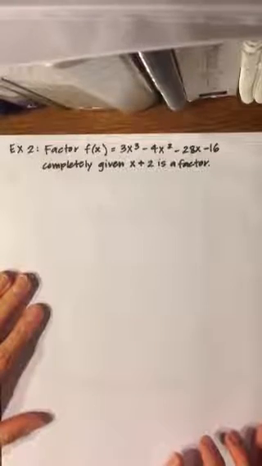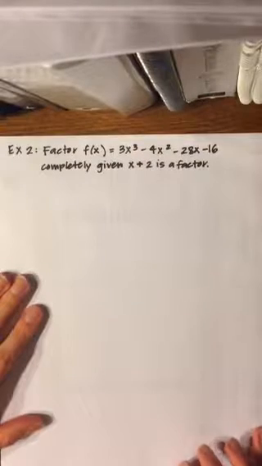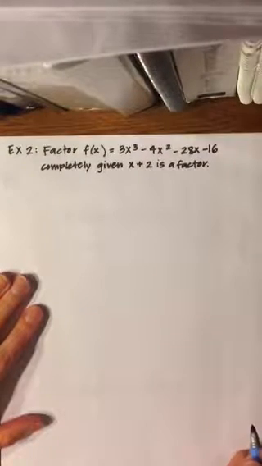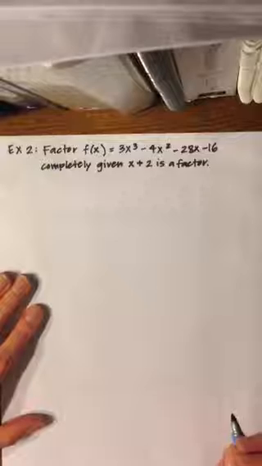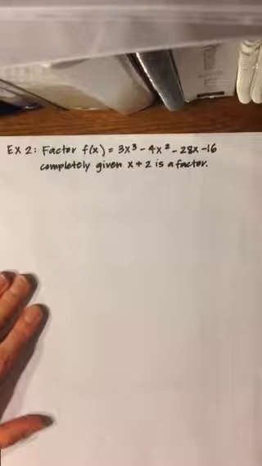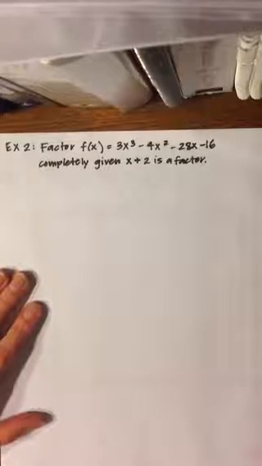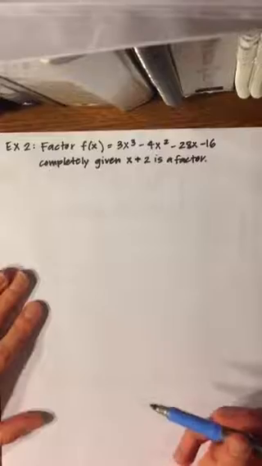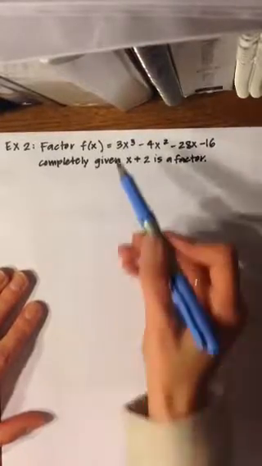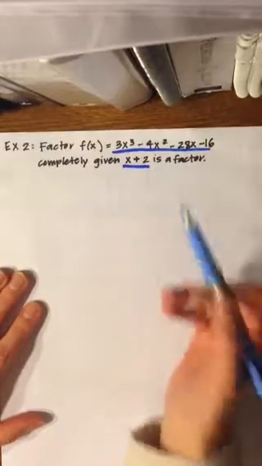All right, so here's another example from the notes that we didn't have a chance to do in class, but that I thought I'd make a video of, just in case you would like to reference it and use it to help you through your homework. So we're trying to factor f of x equals 3x cubed minus 4x squared minus 28x minus 16 completely, given that x plus 2 is a factor. So basically what we need to do is divide f of x by x plus 2.